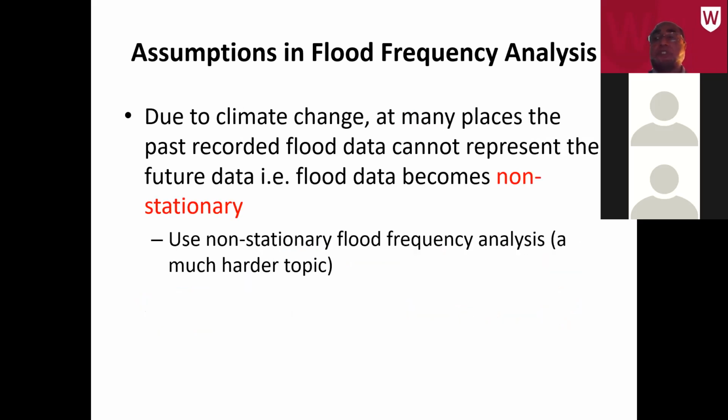Some of my PhD students are working on that. So it is basically a PhD level study. Let me tell you why that is difficult, because we have seen that a distribution, say the GEV distribution, has 3 parameters: location, scale, and shape. So we are estimating this location, scale, and shape with the data that we have.